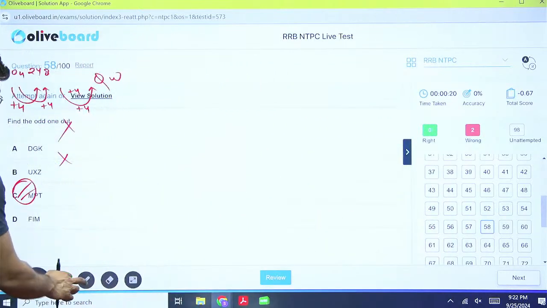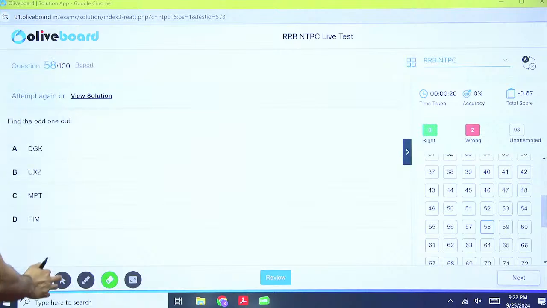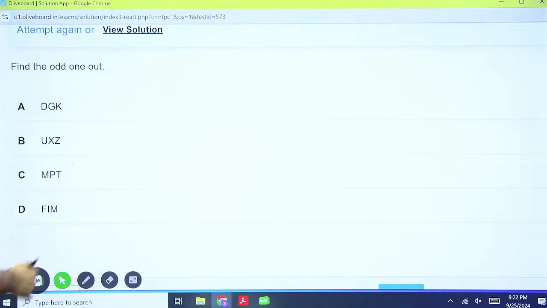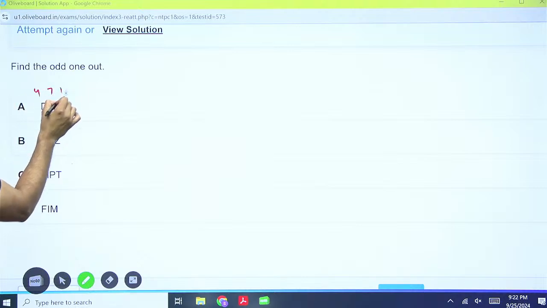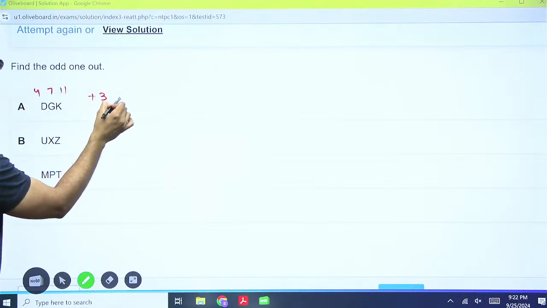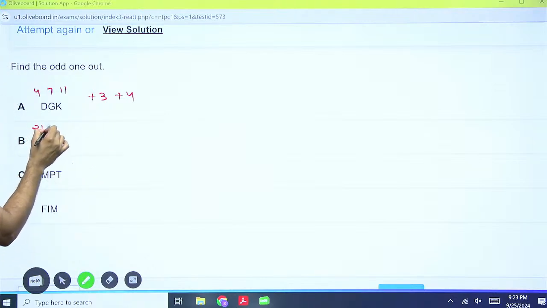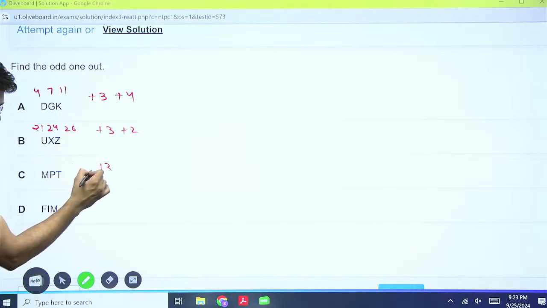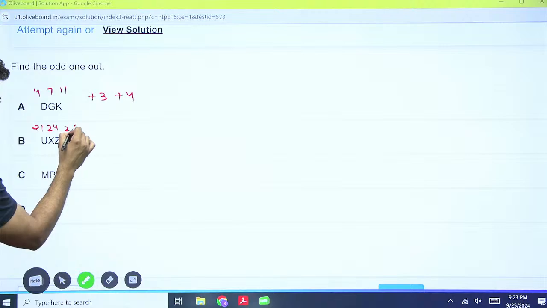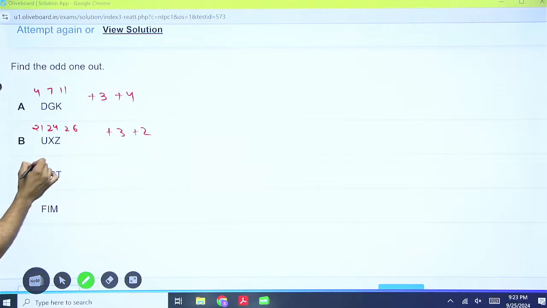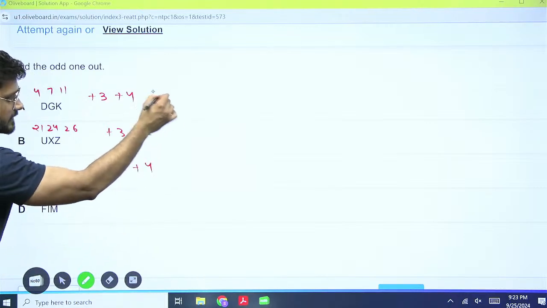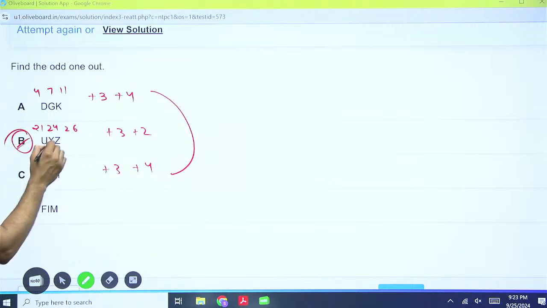We have the next question on our board. We have to find the odd one out from the given elements. D comes at 4, G at 7, K at 11: plus 3, plus 4. U comes at 21, X at 24, Z at 26: the logic used is plus 3, plus 2. M comes at 13, P at 16, T at 20: plus 3, plus 4. This and this follow the same logic, and this does not. I guess the odd one out is UXZ.